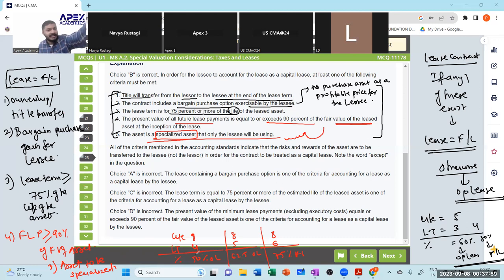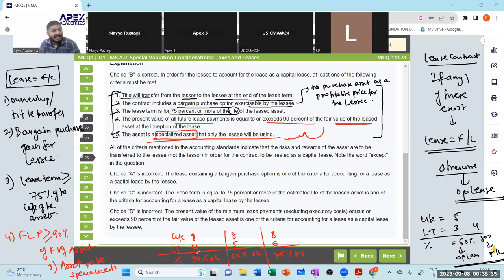Now everybody, ladies and gentlemen, I want you to recite the 5 points. What are the 5 points? Ownership and title has to be transferred. Come on, everyone, unmute, do it. Second, bargain purchase gain for lessee. Lease term greater than or equal to 75% of the life of the asset. The future lease payment should be greater than or equal to 90% of the fair value of the asset. I have to explain this. And finally, asset should be specialized.